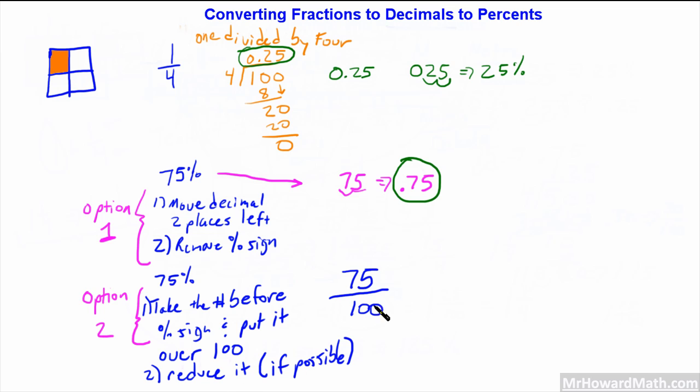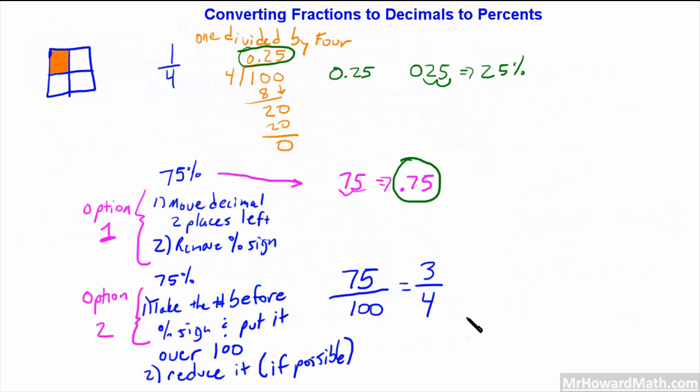And now we just need to reduce it if possible. Is it possible to reduce this fraction? Absolutely. What jumps out at you first? For me, it would be 25, right? So 25 will go into 75 how many times? 3 times, right? 25 will go into 100 how many times? 4 times.